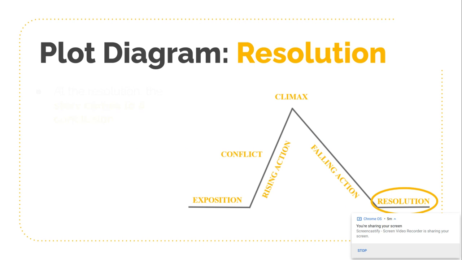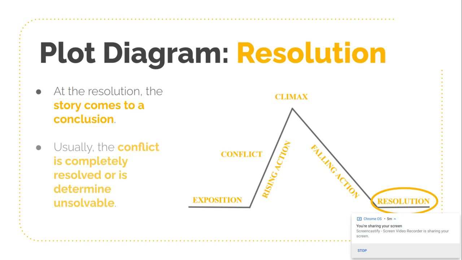And then finally, you have the resolution. At the resolution, the story comes to a conclusion. Usually the conflict is resolved. Usually there's some sort of determination that maybe it's unsolvable. Maybe this is where a cliffhanger might come in. Or, like I said, the story just ends and then you either get a satisfying ending or you don't.